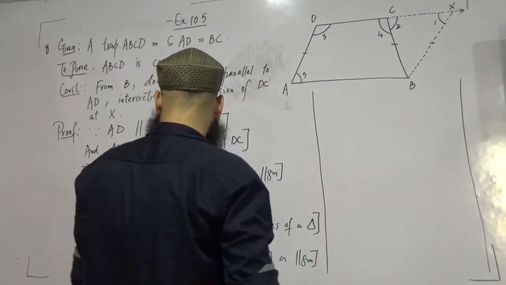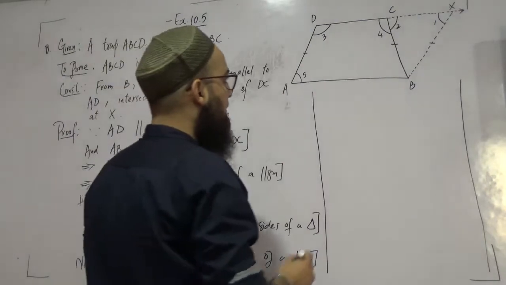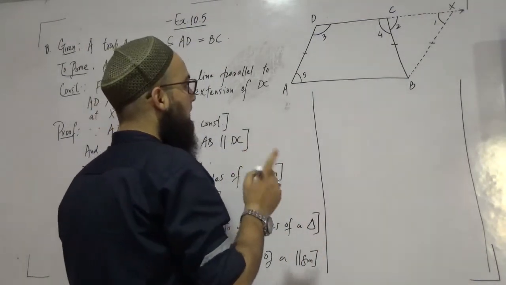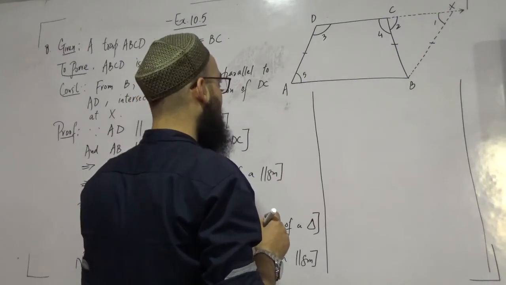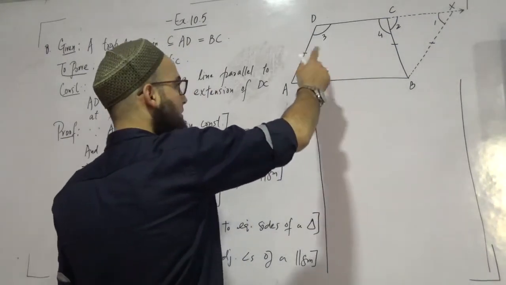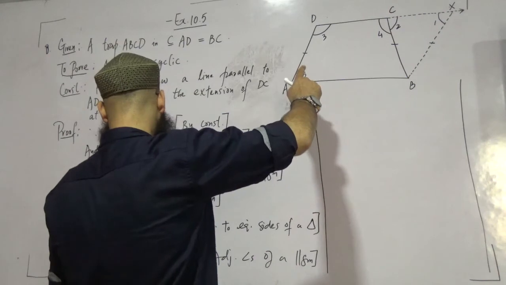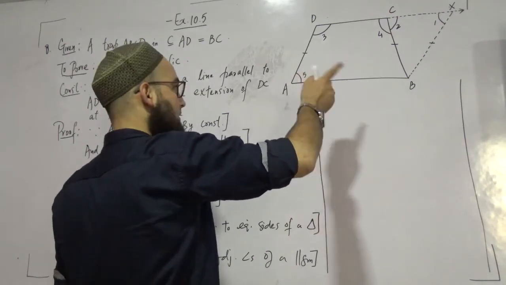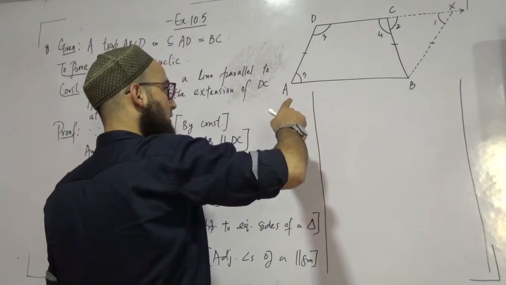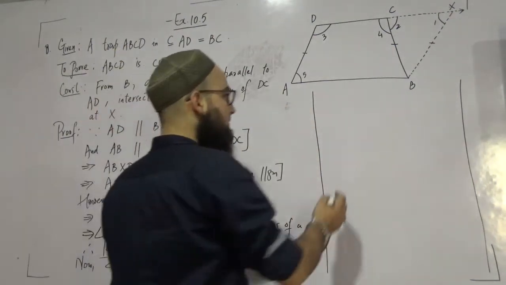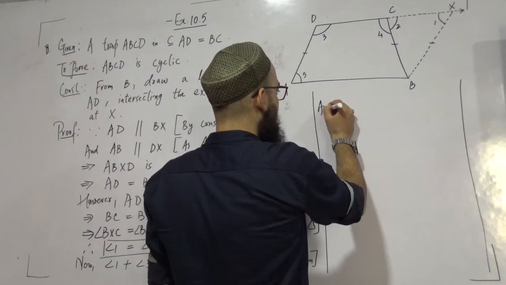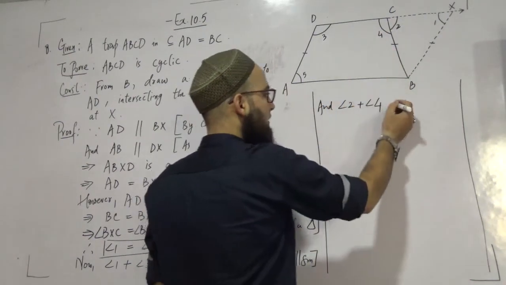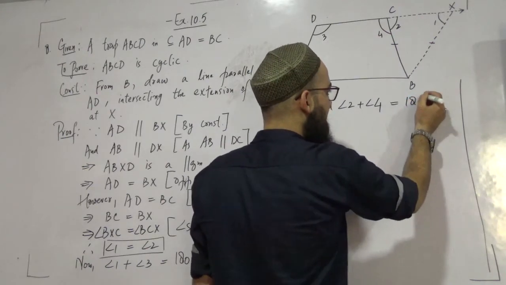After that, we can make one more thing, that is angle 1 plus angle 3. 1 plus 3 is 180. And I can say 1 plus 3, 2 plus 4. Angle 2 plus angle 4 is also 180 degrees.